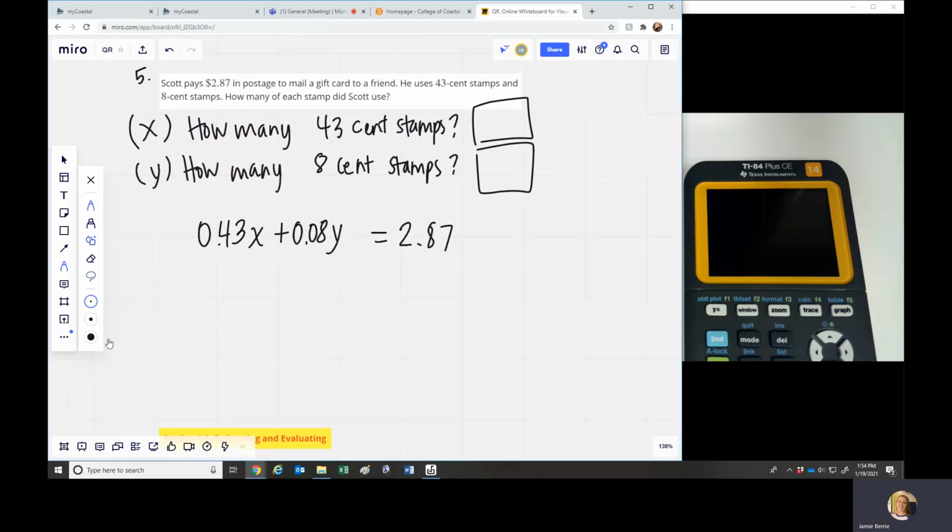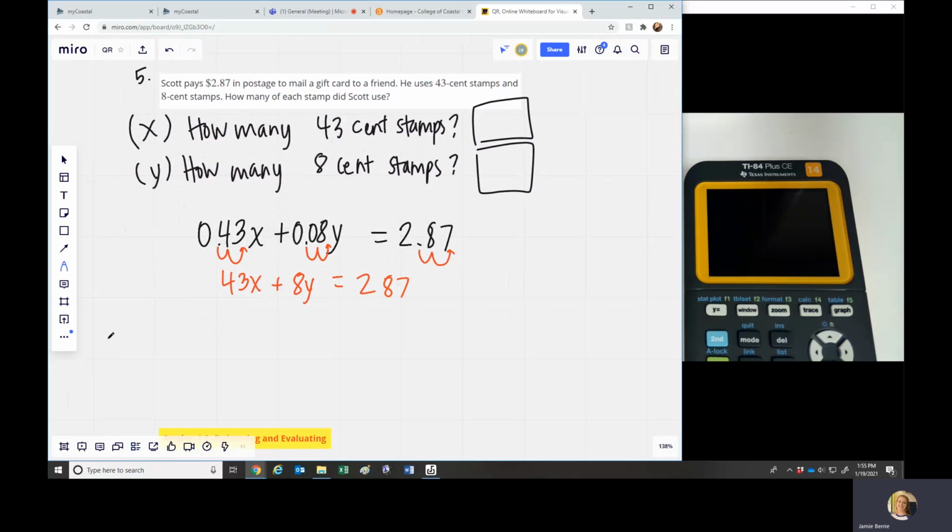All right, so one thing that someone in the class earlier suggested, when I just went over this in one of my classes, that I think is a good idea, is to go ahead and just shift this decimal over so you're working with all whole numbers. That makes it a little bit easier. So you're just going to move each of these decimal places over twice. So just moving 1, 2 places each time. Okay, so that leaves you with 43x plus 8y equals 287. And these numbers are just a little bit easier to work with.